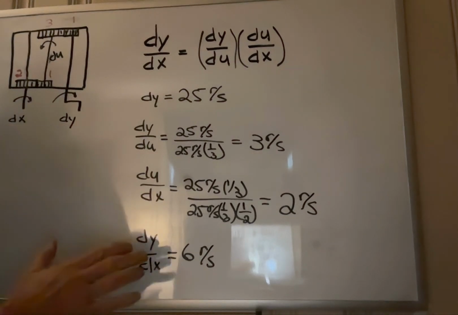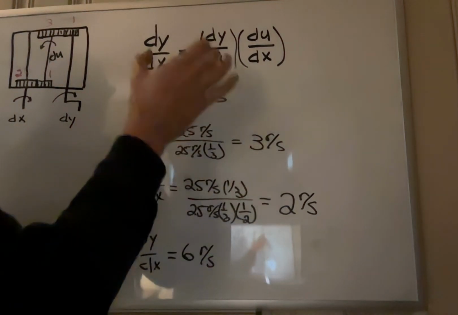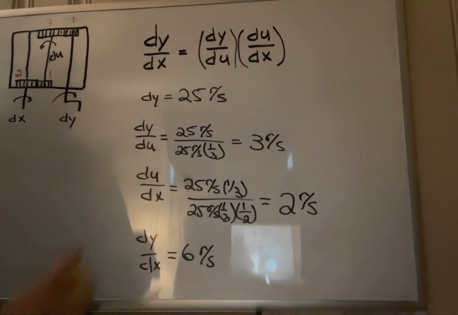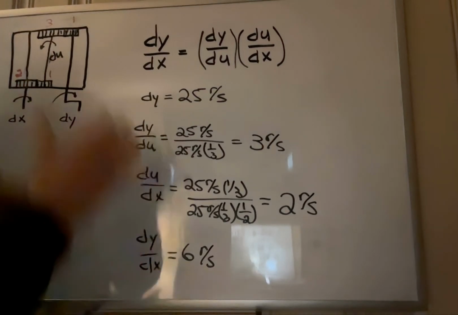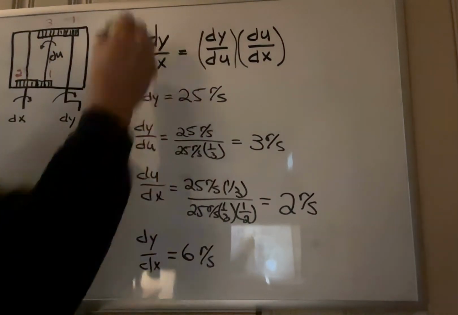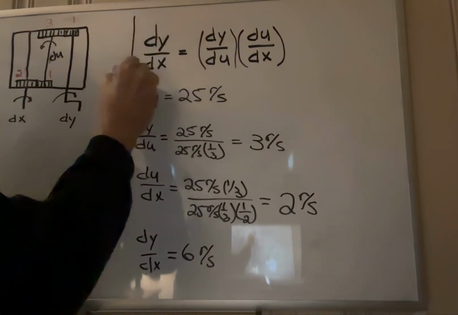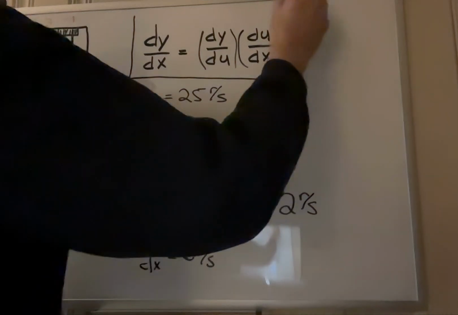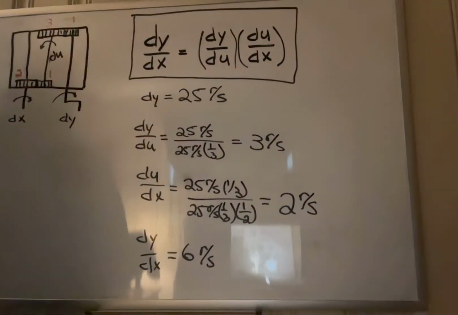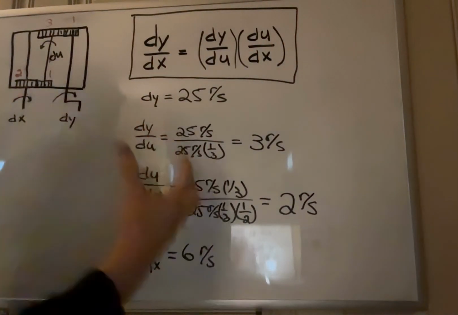So this is a nice example of how the chain rule can be used in a simple gearbox so that you can kind of get the concept of how the chain rule works. I know there's a mathematical way of doing this, but this is just putting it in terms of a physical thing.